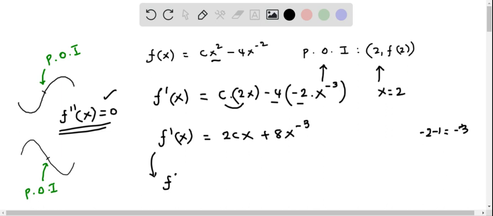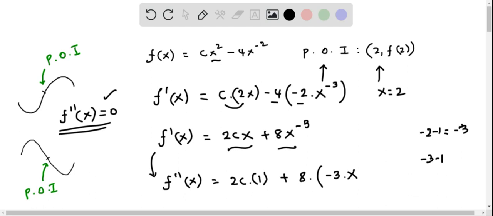So I write f double prime of x, and this equals, we should find the derivative of both terms. The derivative of 2cx: 2c is a constant, and the derivative of x is 1. So I put 2c times 1 plus 8 times the derivative of x raised to the power of minus 3. If we apply the power rule, we put the negative 3 in front and raise x to the power of negative 3 minus 1, which equals negative 4. So I put negative 4 here.